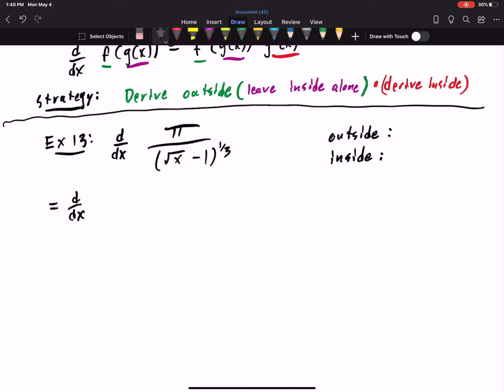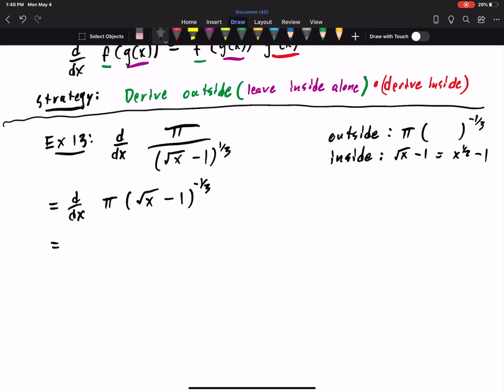So we have d dx of pi times square root of x minus 1 to the minus 1/3. Okay, now it looks like we can use the power rule on the outside function. The outside function in this case is going to be pi parentheses to the minus 1/3. Now the inside function is the thing on the inside of the parentheses, as usual. However, in order to derive this, we need to convert that square root to a 1/2 power. So we'll do that all in one fell swoop here, because the only way we're deriving that is if we know it's a power. All right?